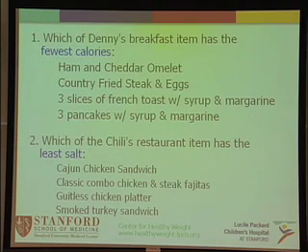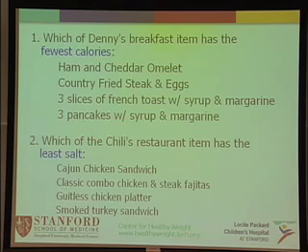So this is a menu quiz for you guys. Don't peek ahead, but please write down your 4 answers, and then I'm going to tally you guys as to how you compared to a California sample of registered voters. Which of Denny's breakfast items below has the fewest calories? Ham and cheddar omelet, country fried steak and eggs, 3 slices of French toast with syrup and margarine, or 3 pancakes with syrup and margarine. Okay?